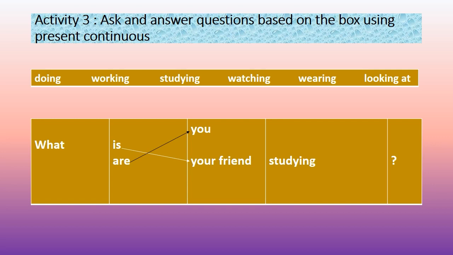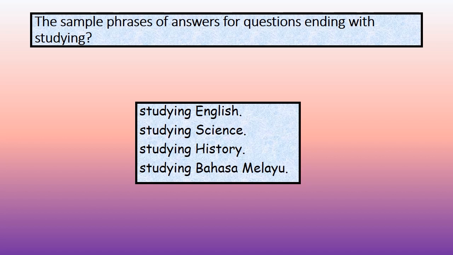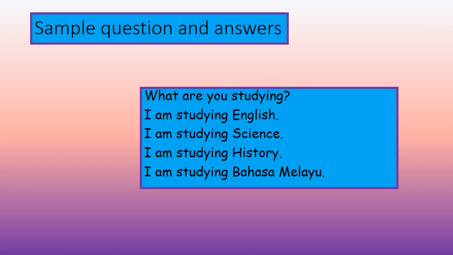Now, let's see how to make question using studying. Sample phrases for answers are studying English, studying science, studying history, studying Bahasa Melayu. Now let's see the question and answer. What are you studying? I'm studying English. I am studying science. I am studying history. I am studying Bahasa Melayu.